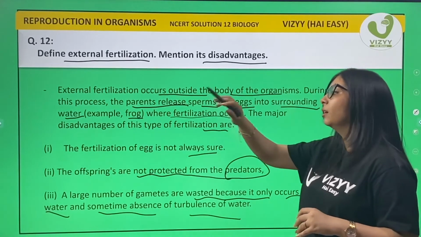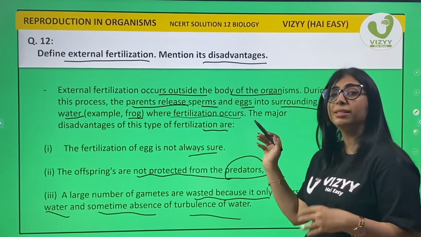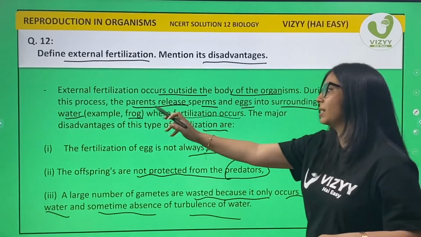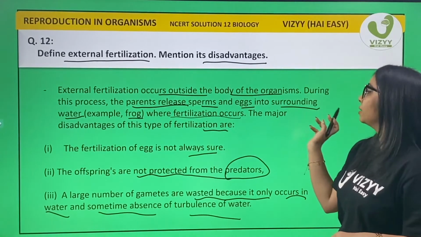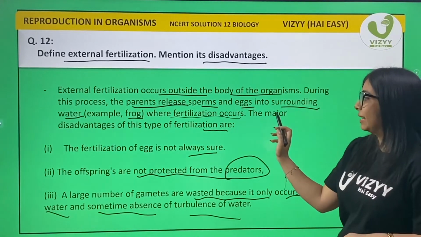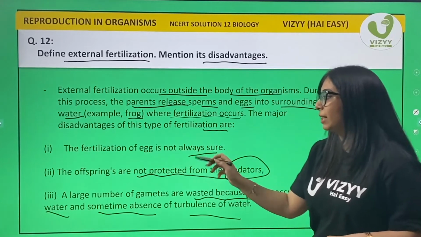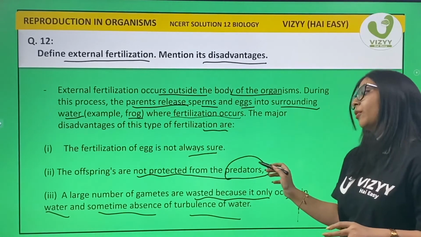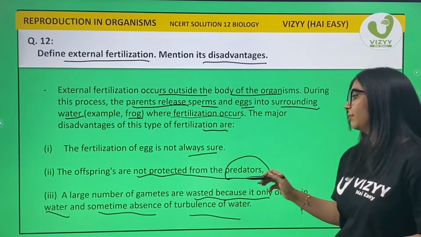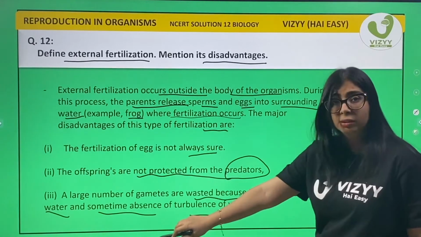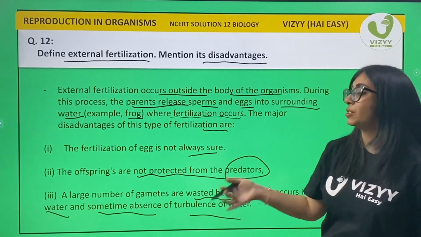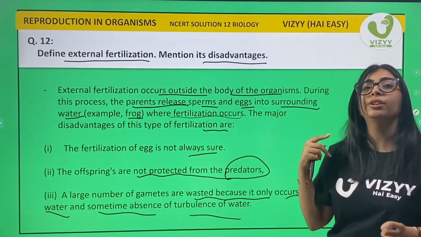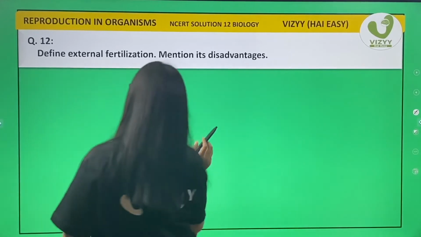Let's look at the answer again. External fertilization occurs outside. External means outside of the body of an organism. During this process, the parent releases sperm and eggs into the surrounding water, where fertilization occurs. The major disadvantages are: the fertilization of the egg is not always sure. Second, offspring are not protected from predators. And lastly, a large number of gametes are wasted because it only occurs in water. It does not occur outside water, and because of the absence of turbulence, they won't meet and the external fertilization will not happen. Let me show you a diagrammatic explanation.